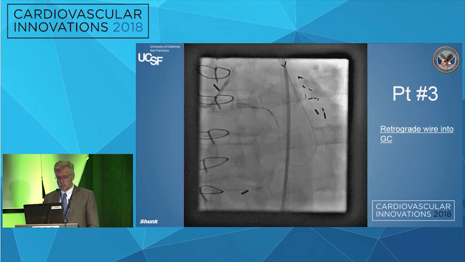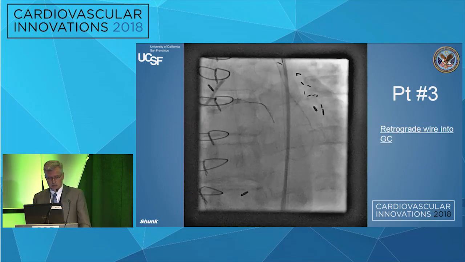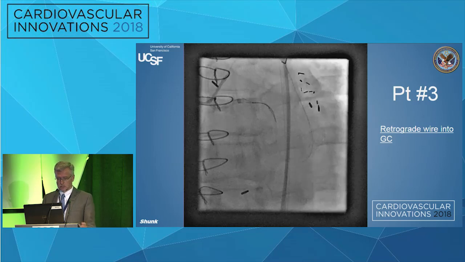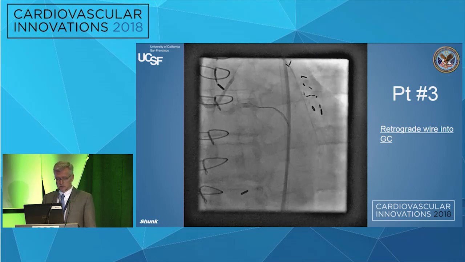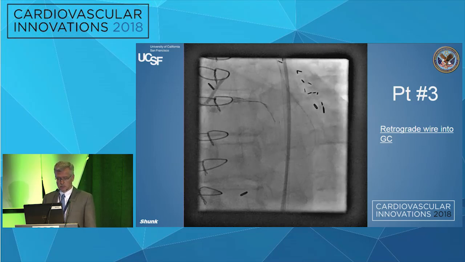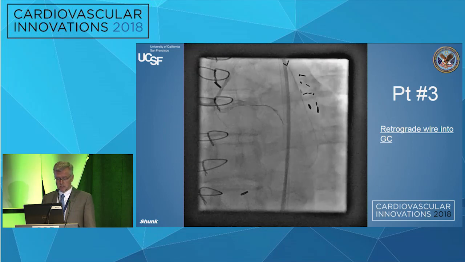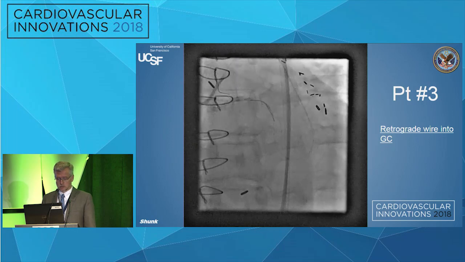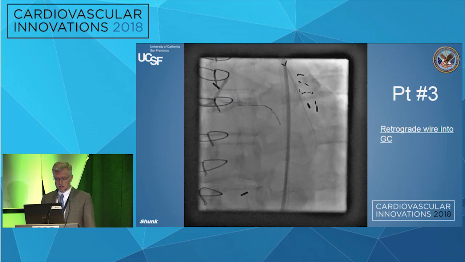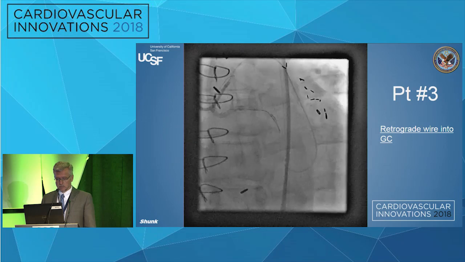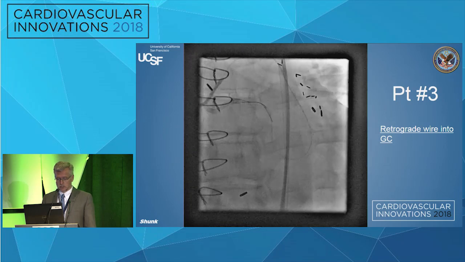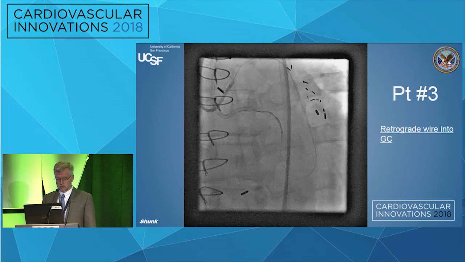In this case, we were thinking we were going to do reverse CART, but actually the wire went all the way up. You'll see us fiddling with the retrograde wire. We're pushing, the wire goes into the aorta, so we just pull the wire back a little bit and redirect, and the wire goes, you'll see in a second, straight into the guide catheter. So sometimes you get lucky and there's no need to even do the reverse CART step.